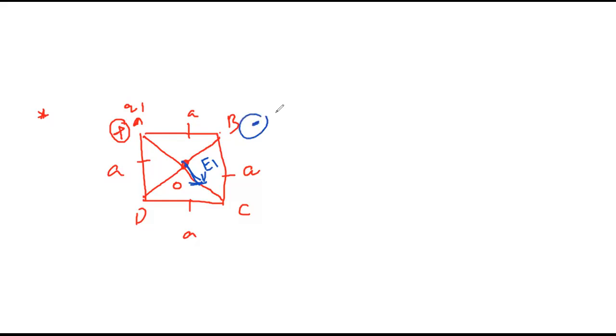If this is a negative charge, now what will be the intensity here? Towards B. So inward means towards, outward means away. This is E2. If E3 is positive, now where will be the intensity from O? Away from C, correct? E4 is positive. Now towards B, correct.